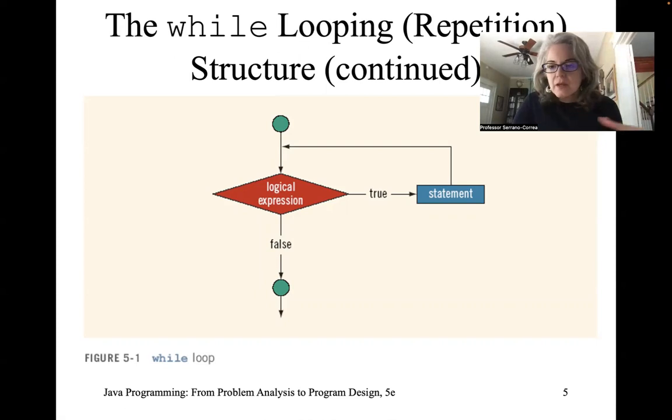This is how we would actually flowchart the loop. We would go into it, we would check to see if the expression is true. If the expression is true, we go here. And then we check again. If it's true, we keep repeating while true. Once this logical expression is false, then we'll get to exit the loop.